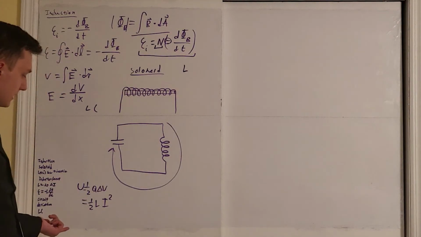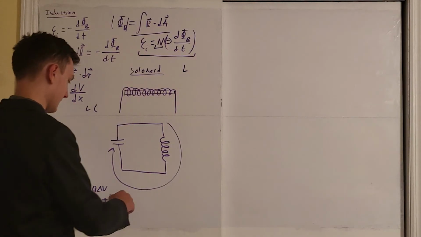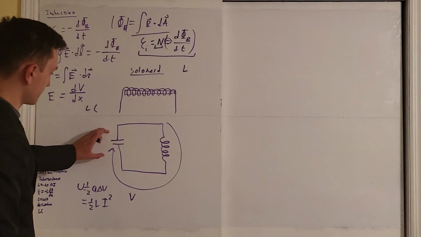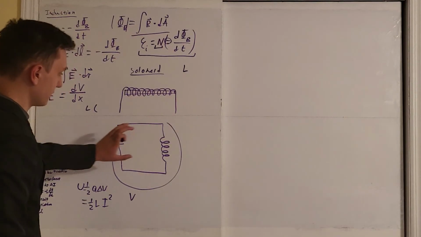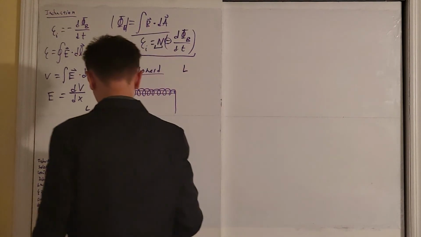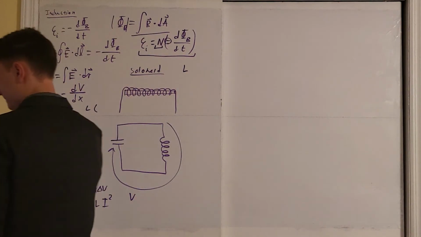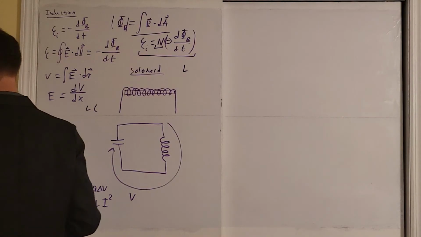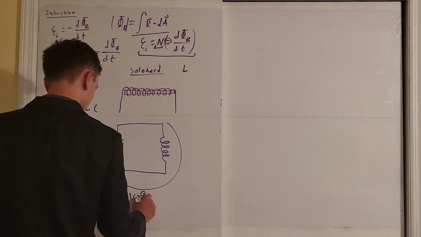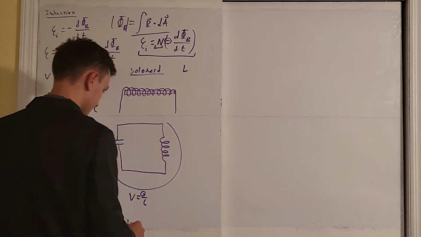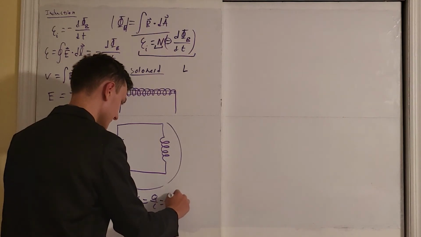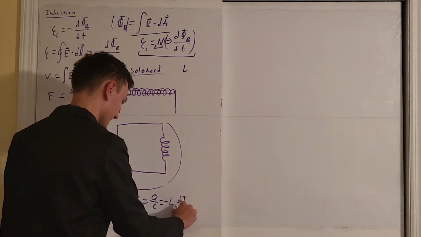Now, since potential energy is determined by electric potential V, we can set the electric potential from the capacitor equal to the electric potential from the inductor. Electric potential from a capacitor can be determined from our capacitor equation, which equals Q over the capacitance of the capacitor. And the electric potential supplied by our inductor is going to be the negative of the inductance times the derivative of current with respect to time.